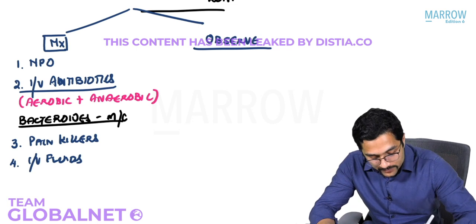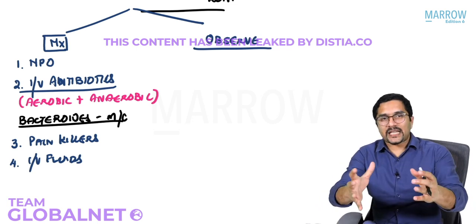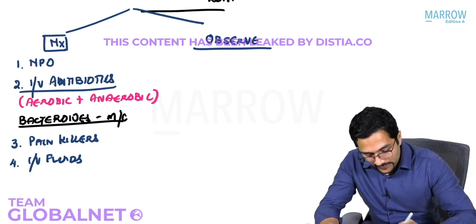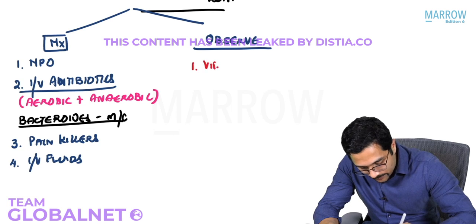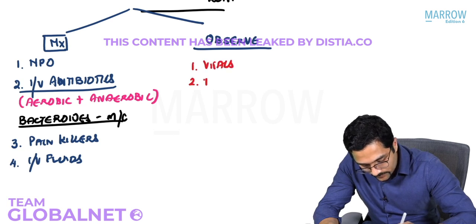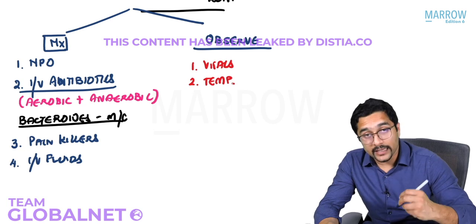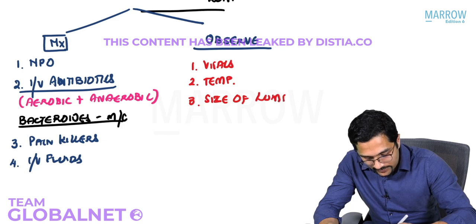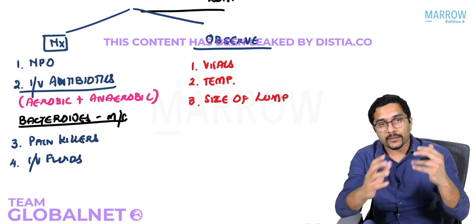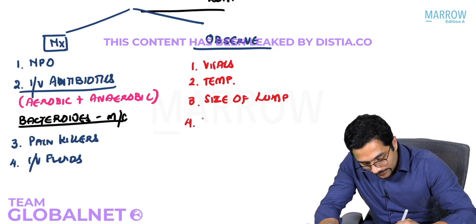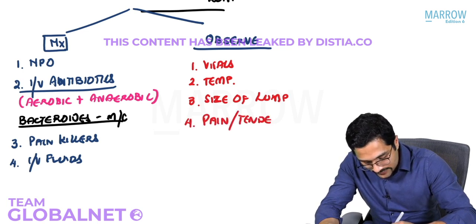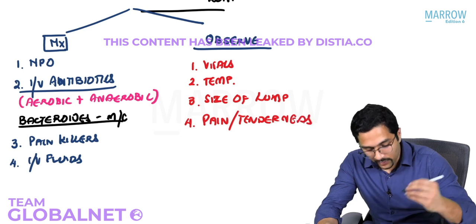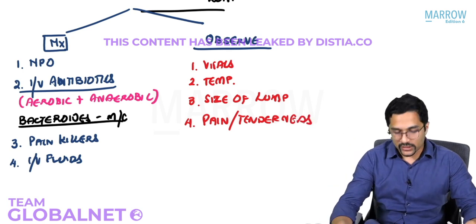And what do we have to observe? It does not mean that we just dump them on the bed and forget about them. We have to closely observe the vitals of the patient, the temperature charting has to be carried out rigorously. The size of the lump, so we mark out the lump and we see on a daily basis if the lump is reducing in size or not, and the pain or the tenderness. So these are the things which we will monitor or observe in these patients.